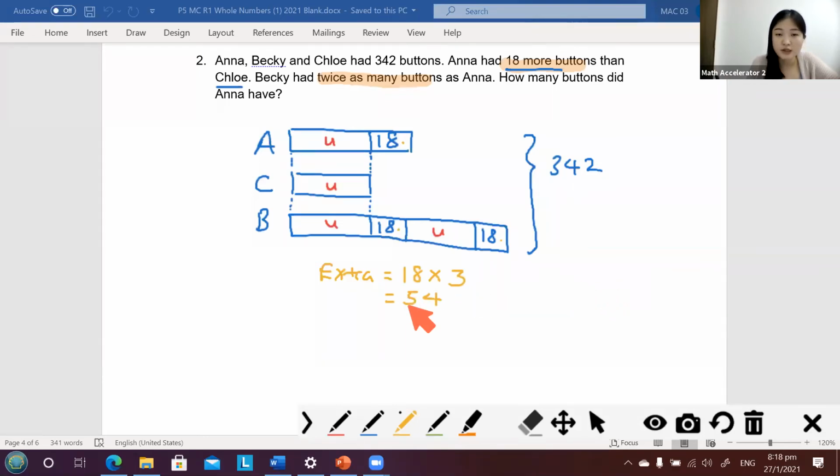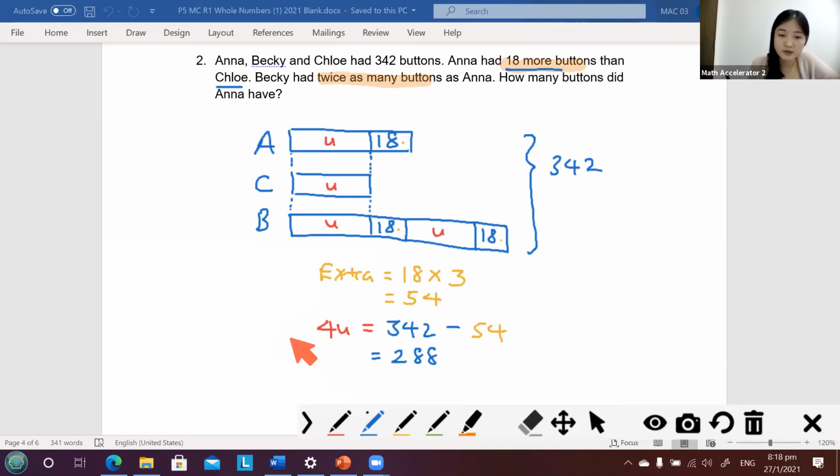Alright, so now that you have the extra, we can find the 4 units. So the 4 units is equal to the total minus away the extra 54. So that will get you how much? Okay, thank you, Audrey. 288. Karine, yep, 288. Chloe, yep. Okay, 288. So this is 4 units.